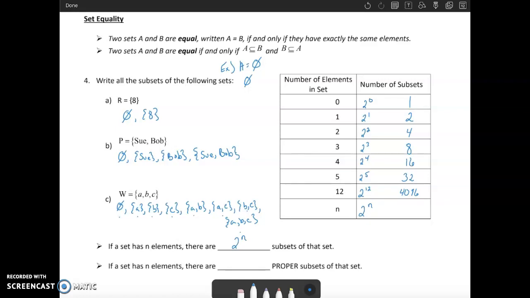And if you want just proper subsets, then you're going to have to always omit that very last one, the one that is the set itself. So if there are n elements, then there are 2 to the n minus 1 proper subsets.